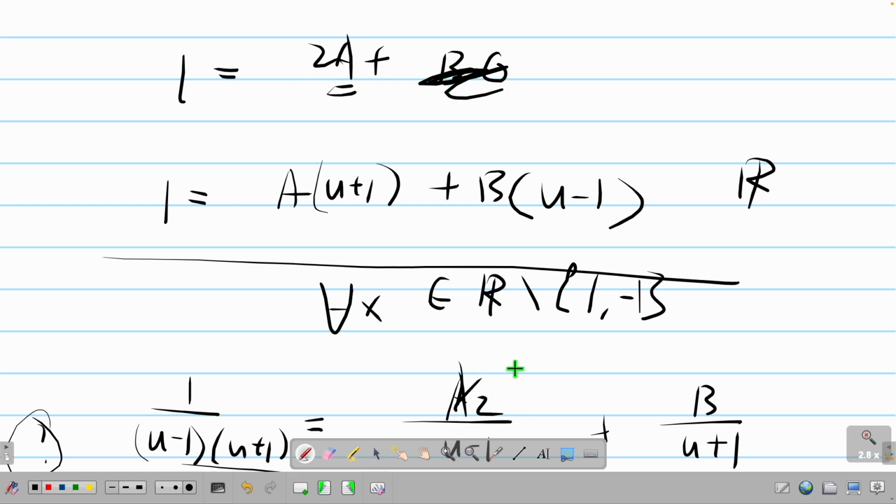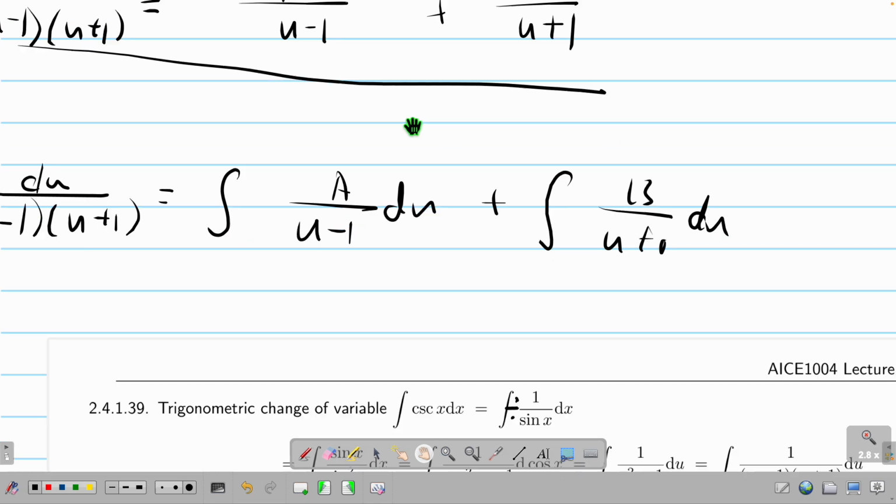So a is half. Then what if I put x is negative 1? I have 1 equal to a times 0 plus b times negative 2, right? So b is, this is 0, I don't care, so b is negative half. So now I have this thing. So therefore, I have this.